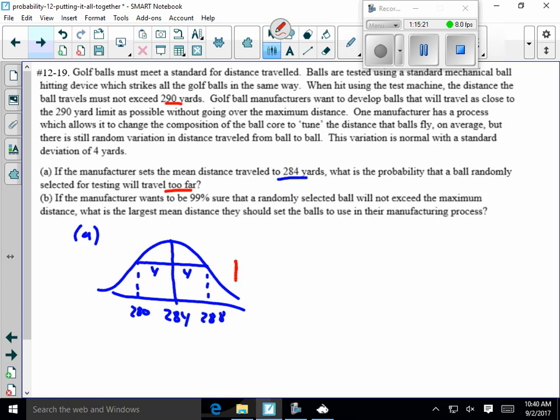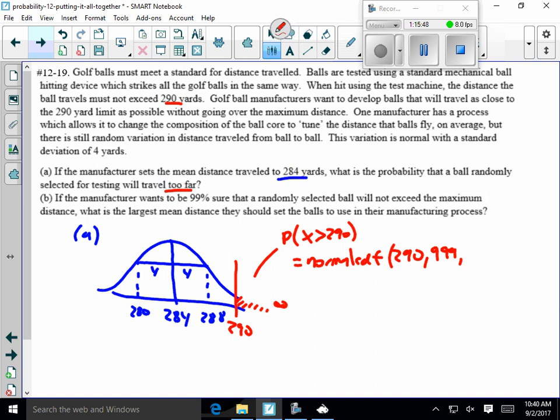So 290 is somewhere out here, and we're finding the probability that a ball lands in that region. So we can use the normal CDF function for that. The probability that the distance will be greater than 290 is going to be normal CDF. The lower bound of this shaded region would be 290. The upper bound would essentially be infinity, so I'm just going to put a large number in, like 999. It just has to be more than 5 or 6 standard deviations away. And then I'll use 284 for the mean, and I'll use 4 for the standard deviation.